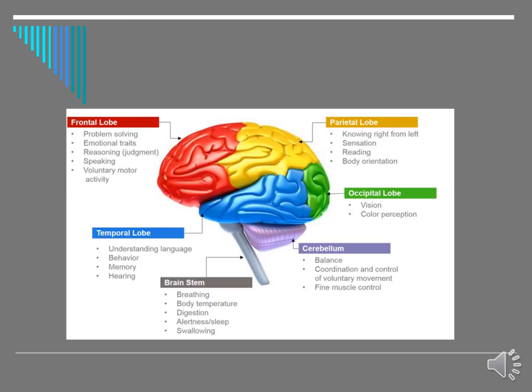The frontal lobe, problem solving, emotional traits, reasoning, and judgment. Speaking and voluntary movement. Parietal lobe, sensation, reading, knowing right from left, body orientation, things of that nature. Occipital lobe is mainly vision, and then cerebellum is balance, fine muscle coordination, and control of voluntary movement as well.